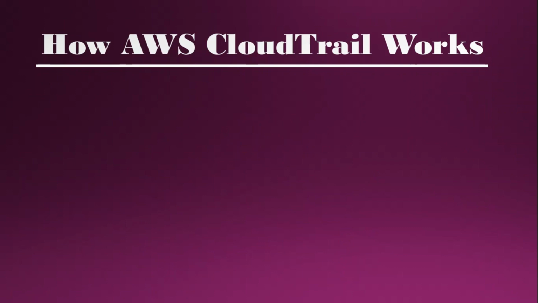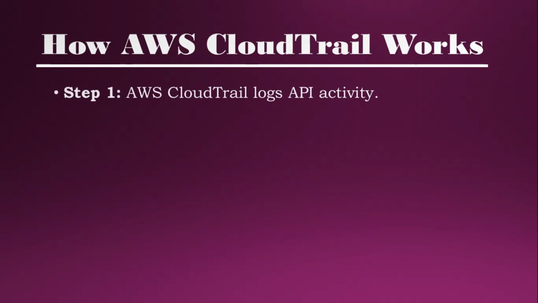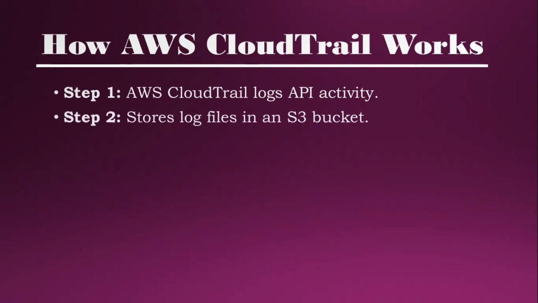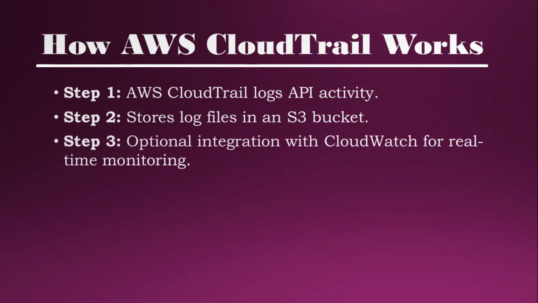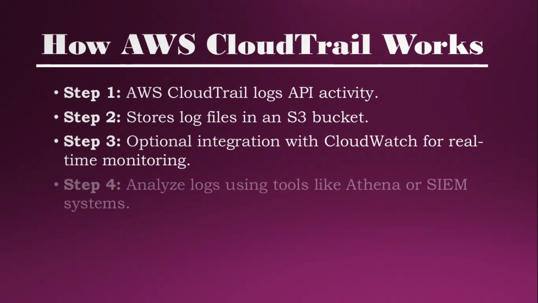So, how does it all come together? Let me break it down. Step 1. CloudTrail automatically logs API activity from your AWS account. Step 2. These logs are saved in an S3 bucket you configure. Step 3. If you want real-time monitoring, you can integrate it with CloudWatch. And finally, for analysis, you can use tools like Athena or even external systems like SIEM to dig into the data. So, whether you are keeping things simple or going advanced, CloudTrail's got you covered.